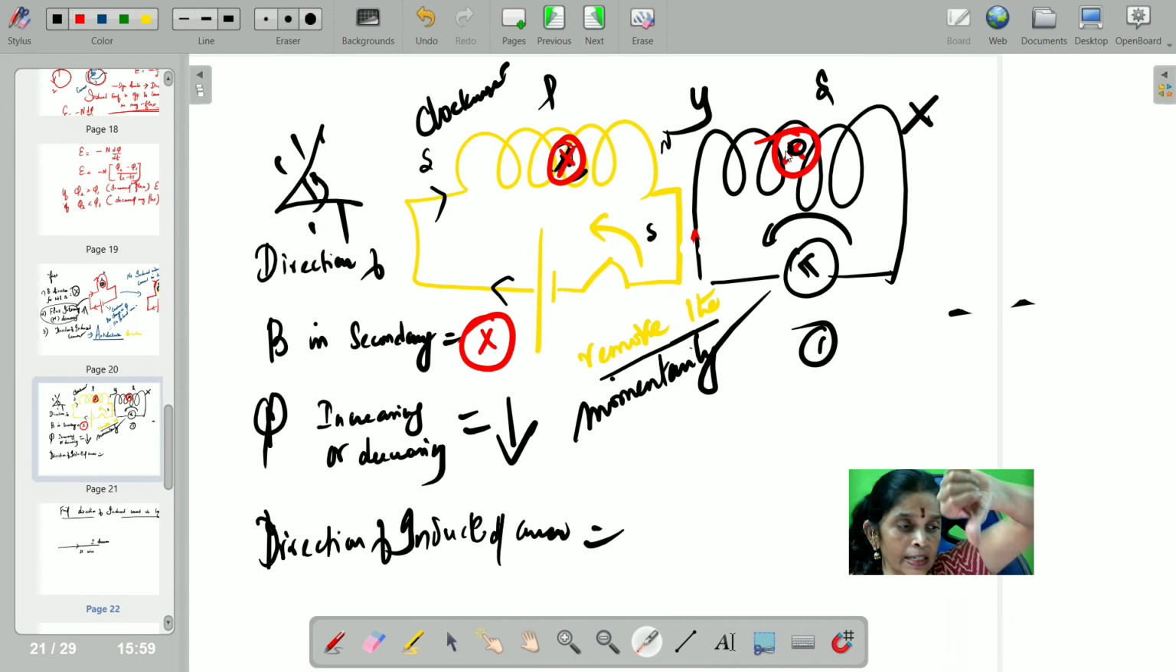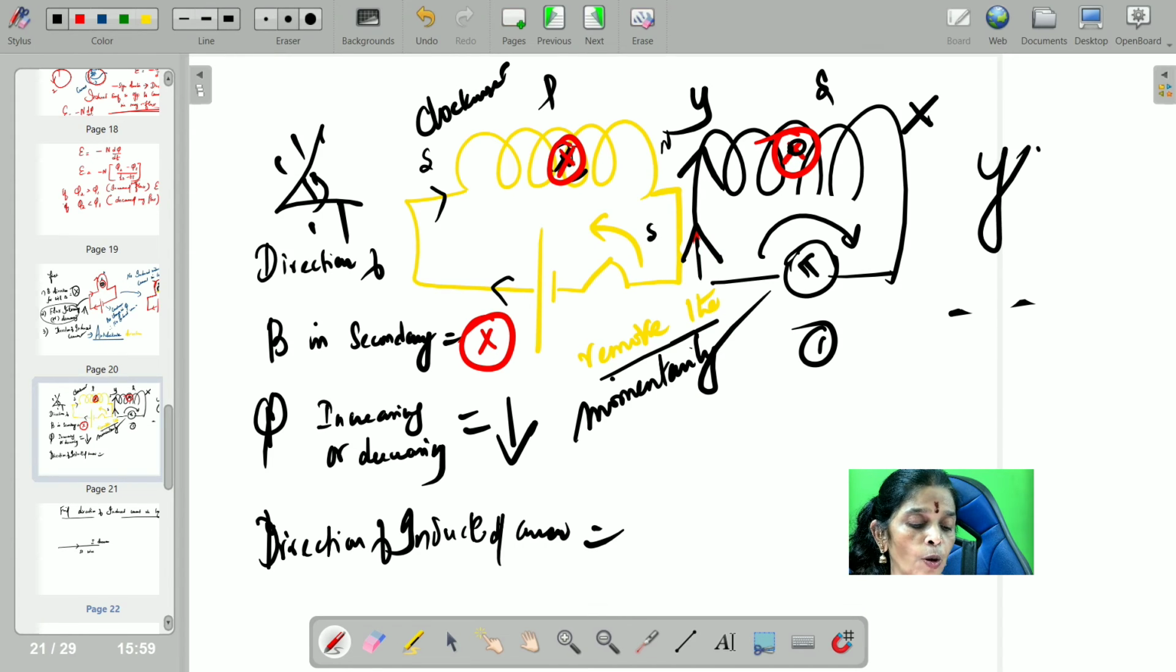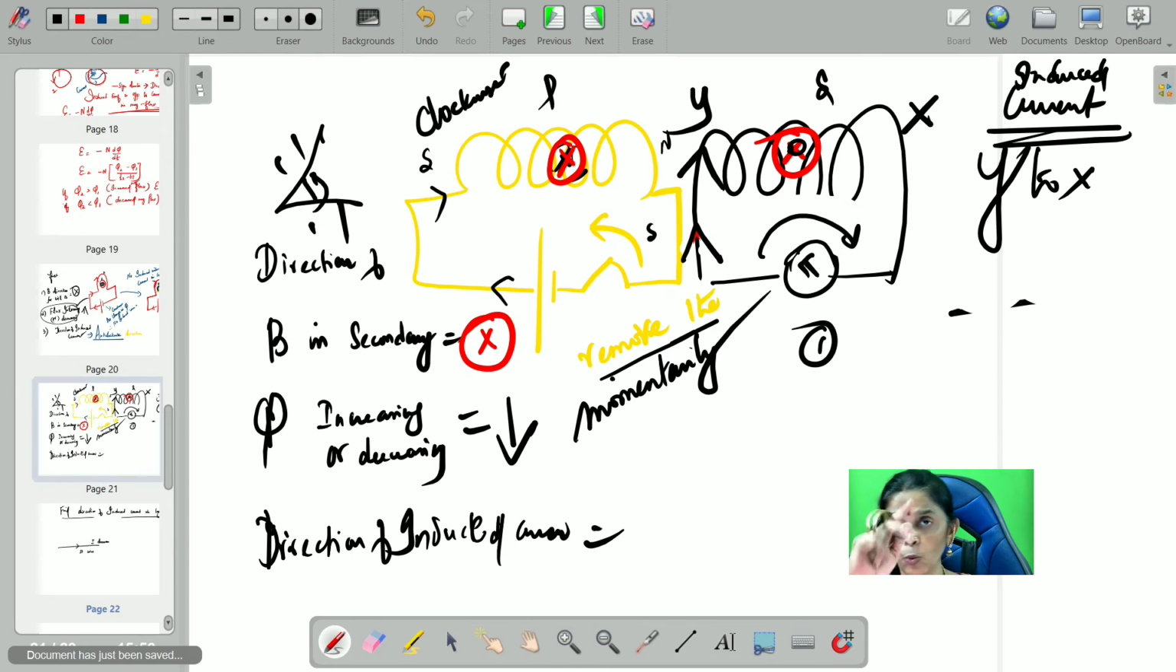So the magnetic field is inwards. Look at the coil: it is inwards. Since it is inwards, the current is clockwise, so I put clockwise here. But do not write clockwise. Instead of writing clockwise, you have to say the induced current will flow from Y to X. Hope you understand, children.